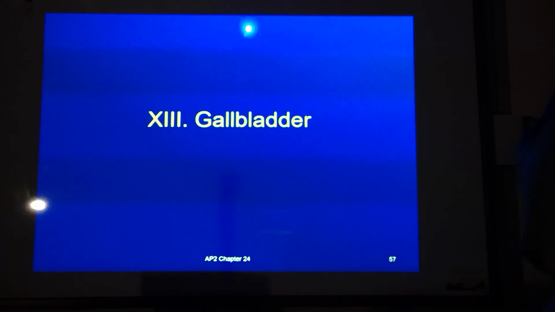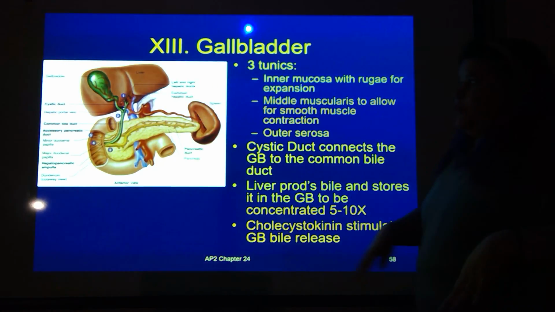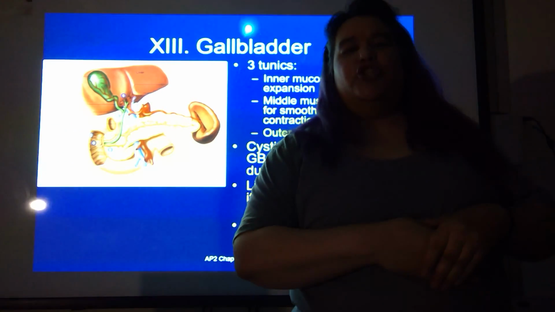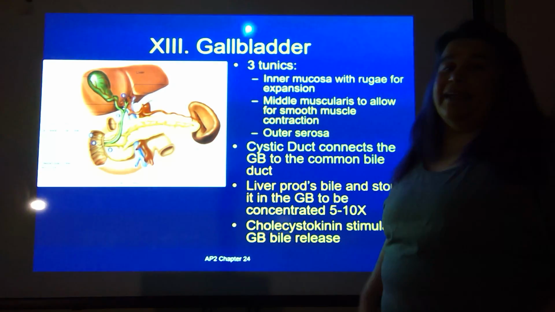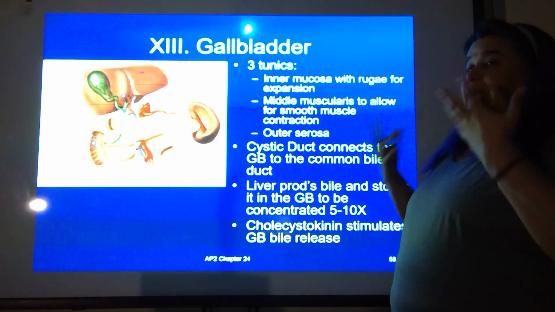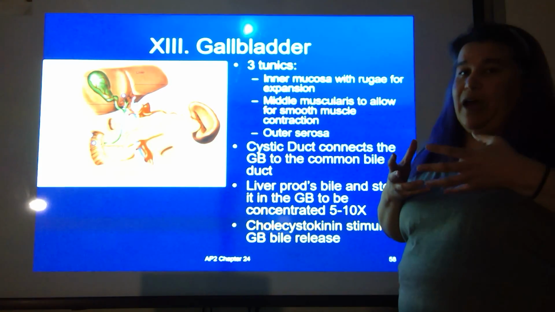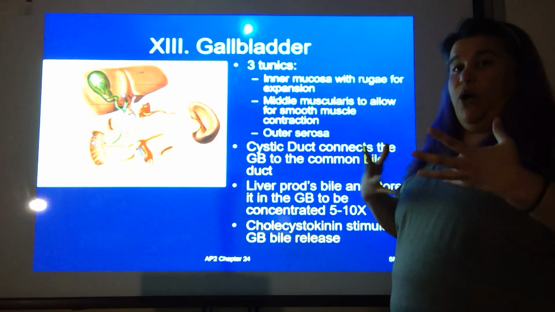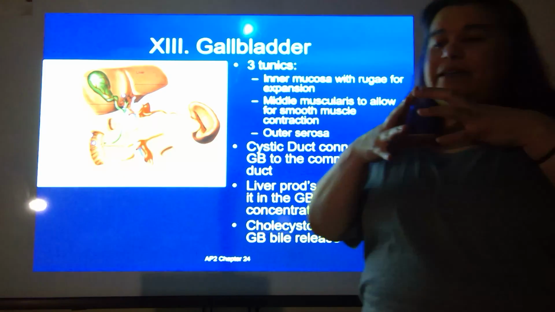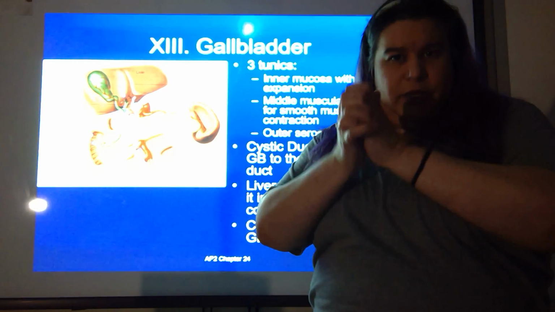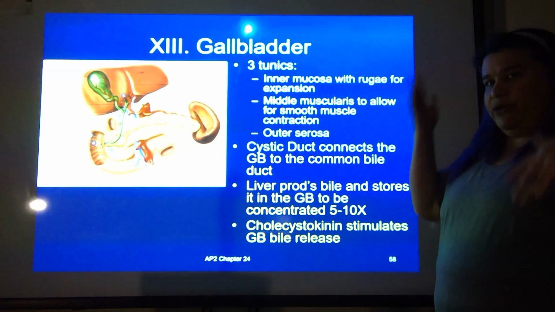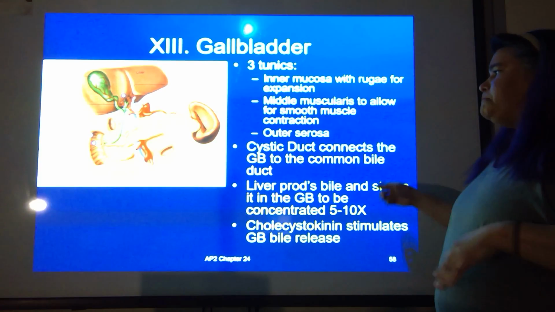Now let's talk gallbladder. As I pointed out before, this green balloon looking thing here is the gallbladder. It has 3 tunics, layers. Tunics just means layers. You've got an inner mucosa that has rugae, the same type of wrinkly thing you got going on in your stomach so that it can expand and hold volume. You've got a middle muscularis that, when you need bile out of the gallbladder, squeezes so that it can empty. And then you've got the outer serosa, which is that same outer layer as everything in that abdominal cavity.